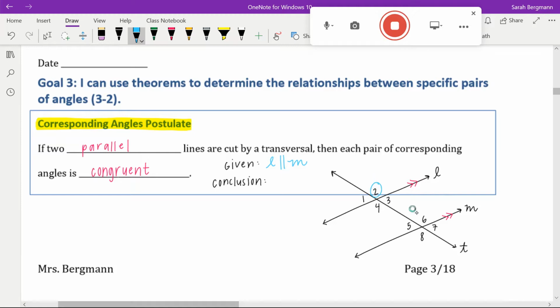Using the vocabulary from yesterday, I know that one pair of corresponding angles is angle 2 and angle 6. So for example, I could conclude that angle 2 must be congruent to angle 6. Similarly, it works for any pair of corresponding angles. So, angle 3 must be congruent to angle 7.